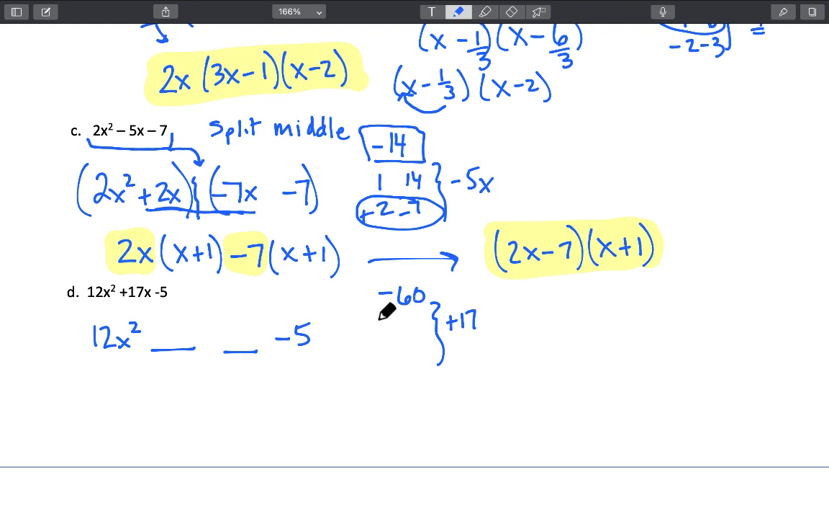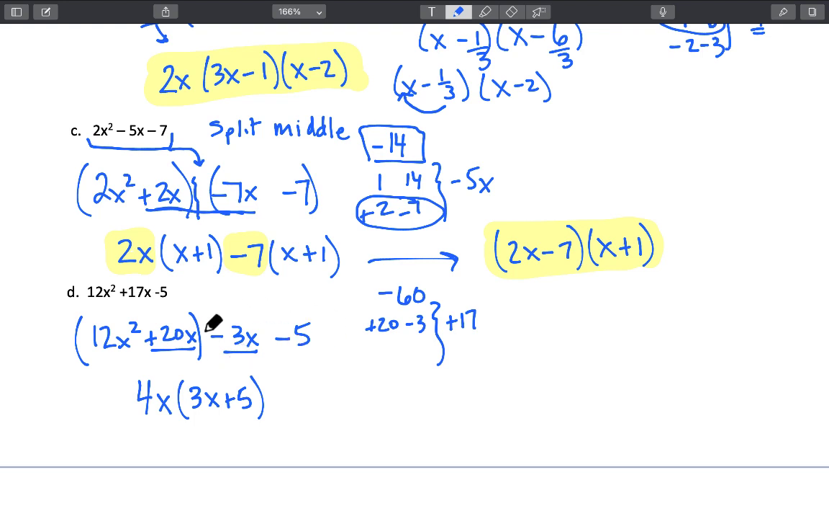So I'm going to jump right to a positive 20 and a negative 3. It doesn't matter which one I write with which, I'm going to write it as positive 20x minus 3x. And you can see how if you were to combine positive 20x and negative 3x, you'd end up with positive 17. Okay, so let's factor out the GCF of our first two terms. What divides evenly into 12x squared and 20x? That would be 4x. And when I divide that out, I'm going to have 3x plus 5.